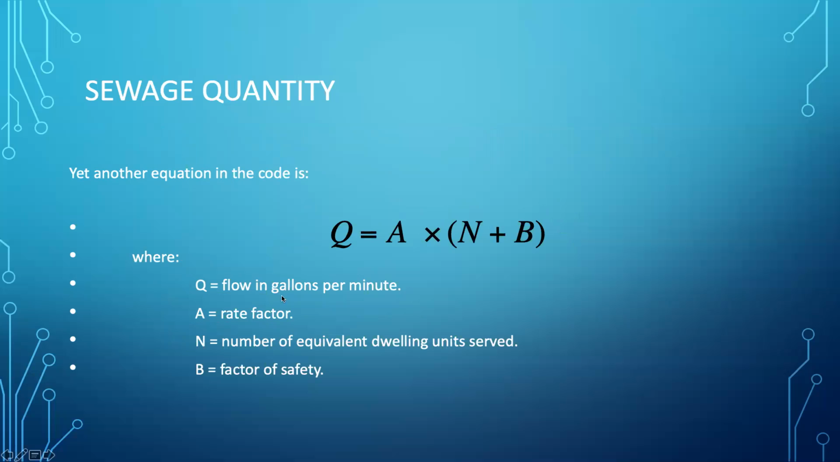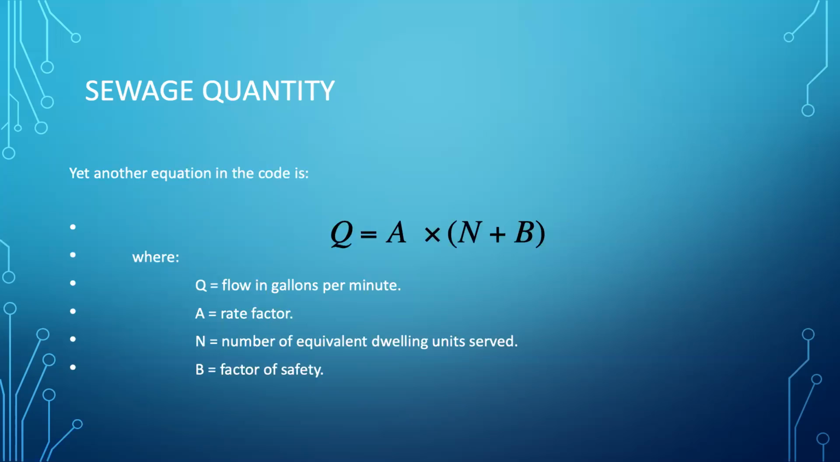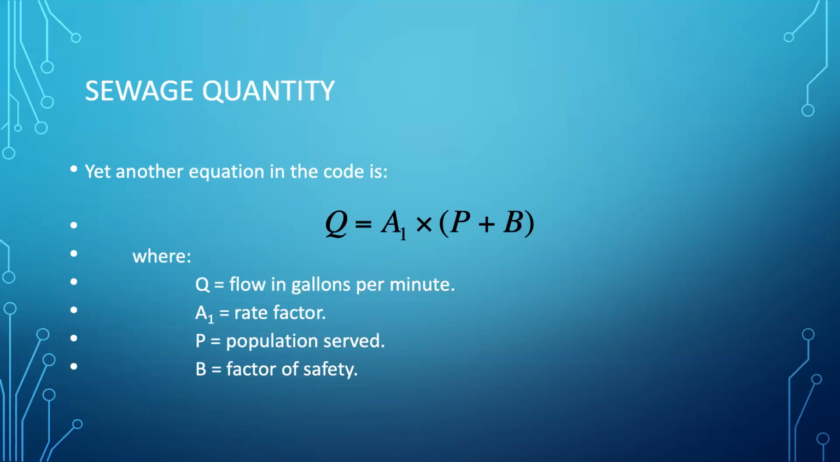In this case, the flow is in gallons per minute. And we have a rate factor that we look up in an associated table, and then the number of equivalent dwelling units served. So they look like almost the same, except they're using different letters of the alphabet. You have a Q, an X, and a B. And this one you have a Q, an A, and a B, and the magical number N. But the gallons per day, gallons per minute. So again, be very cognizant of the various units.